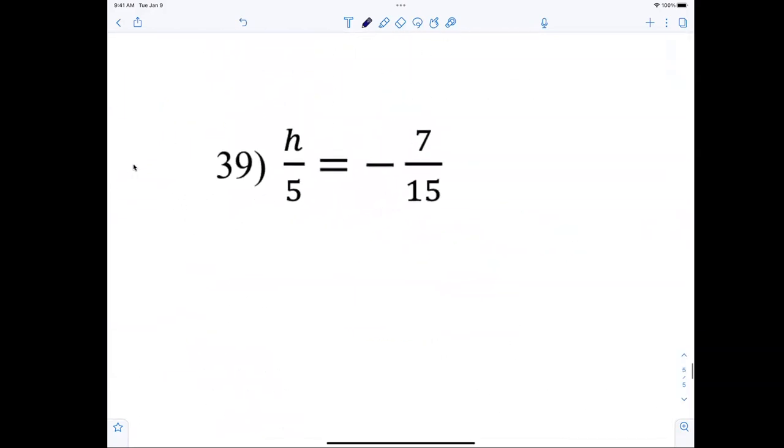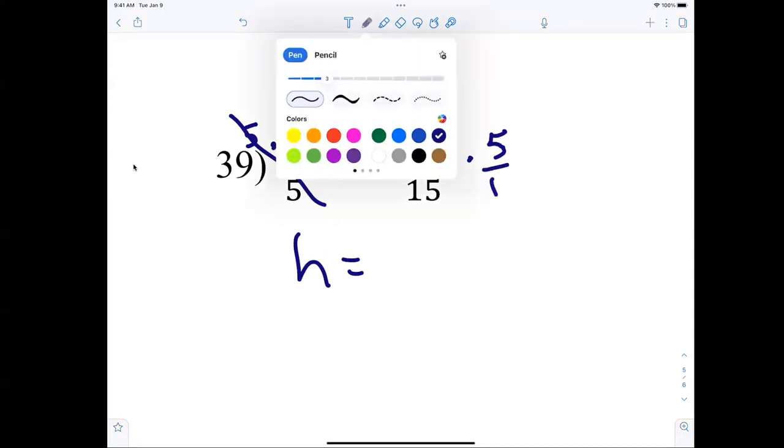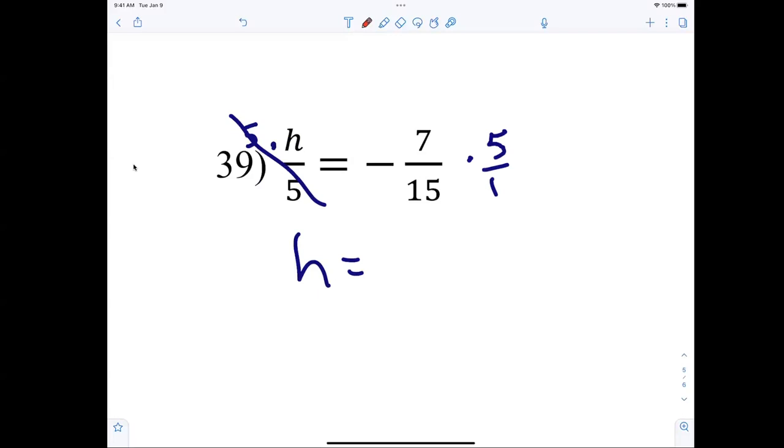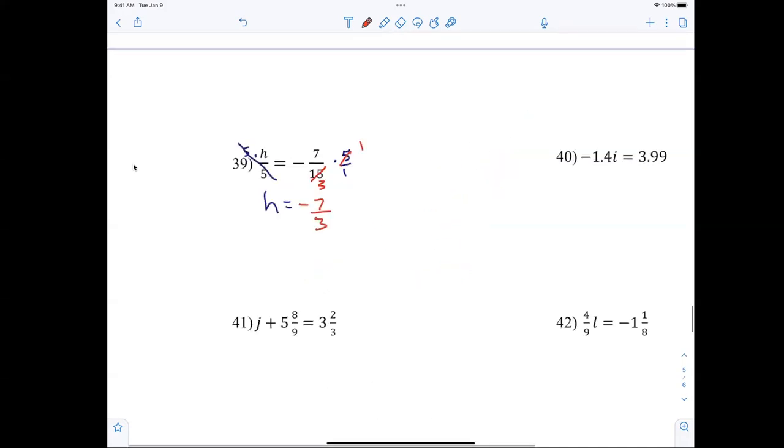All right, let's go. Next. What am I doing? Loud and proud. What am I doing? Yes, times 5. Times 5. Crossing out. H equals. Now I can reduce. What am I going to change this to? 15. Yes. Final answer. Yes, very happy with that. Negative 7/3. Good work.